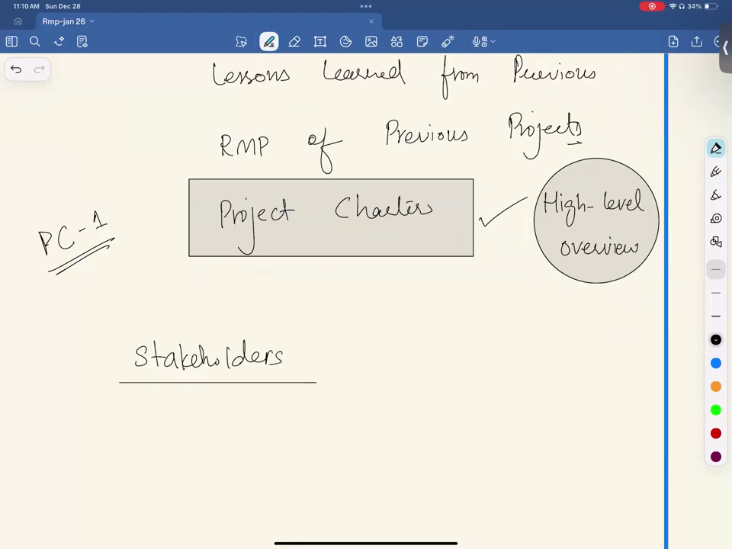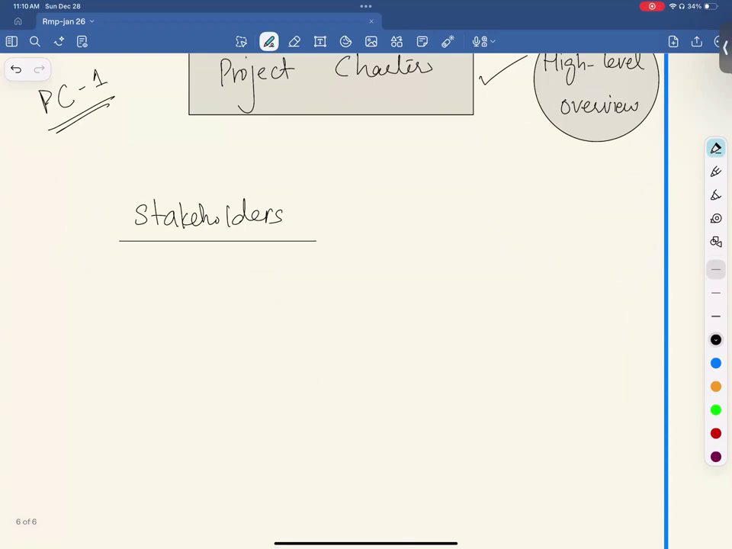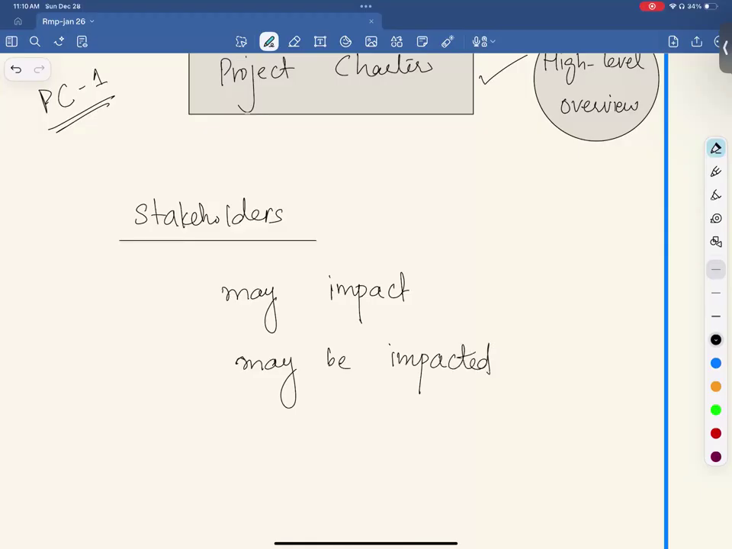Some of you have mentioned: stakeholders are individuals who are relevant to your project, someone who may impact, or could be impacted by your project. They are your stakeholders. Stakeholders could be internal, stakeholders could be external. Who are internal stakeholders? Your team members, your sponsor, project manager, any other departmental head. These are your internal stakeholders.